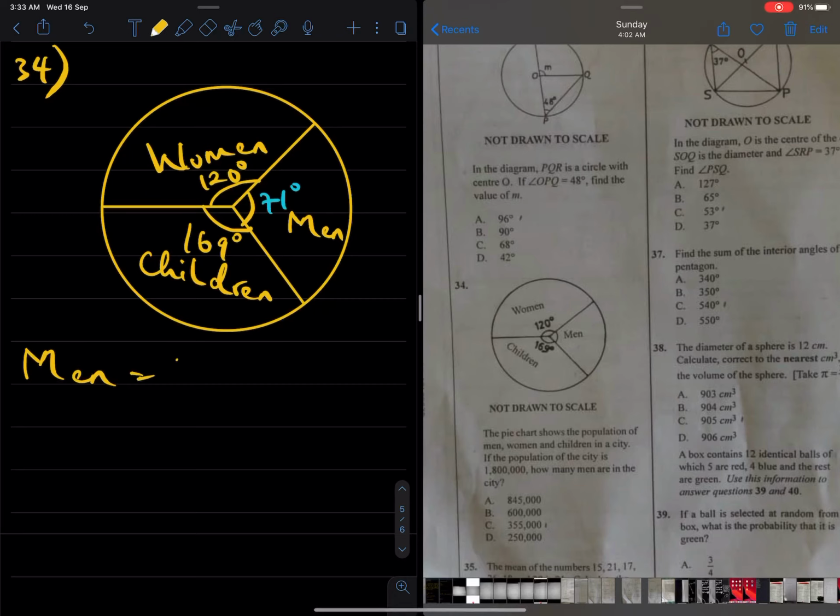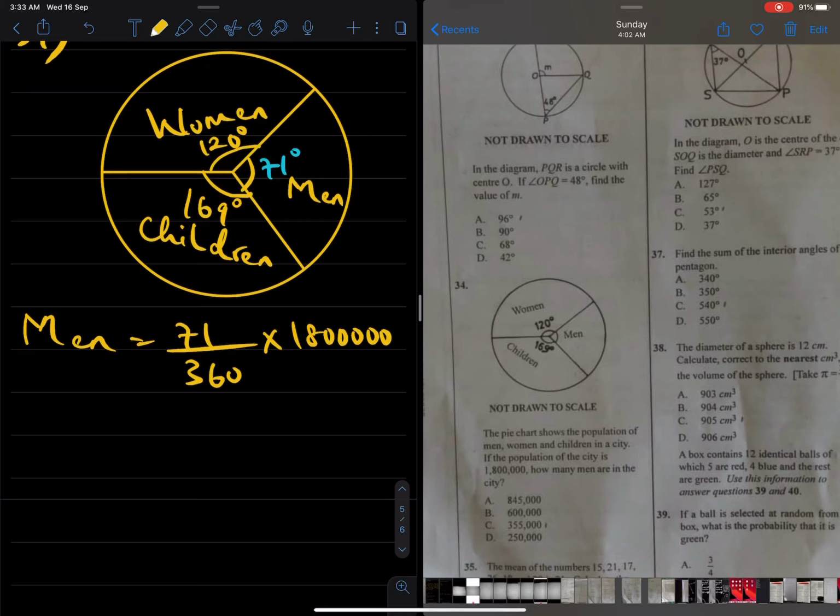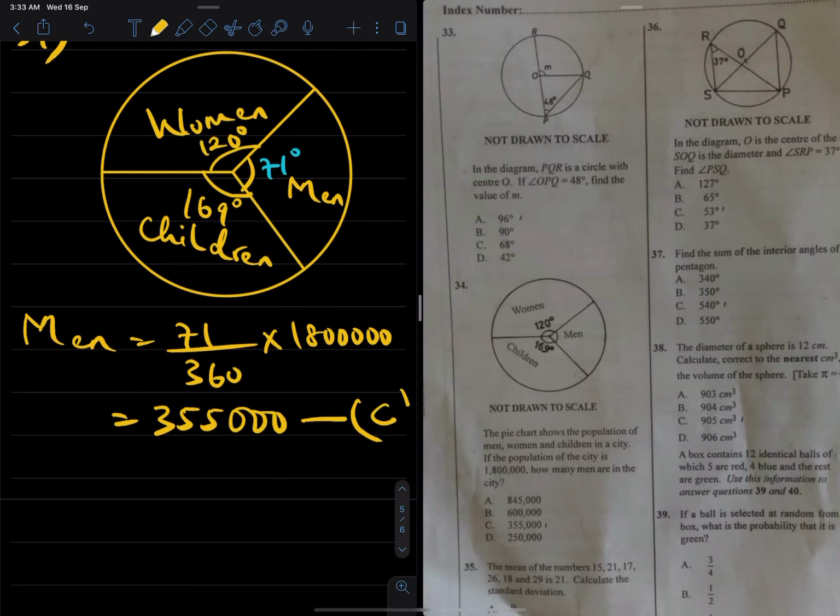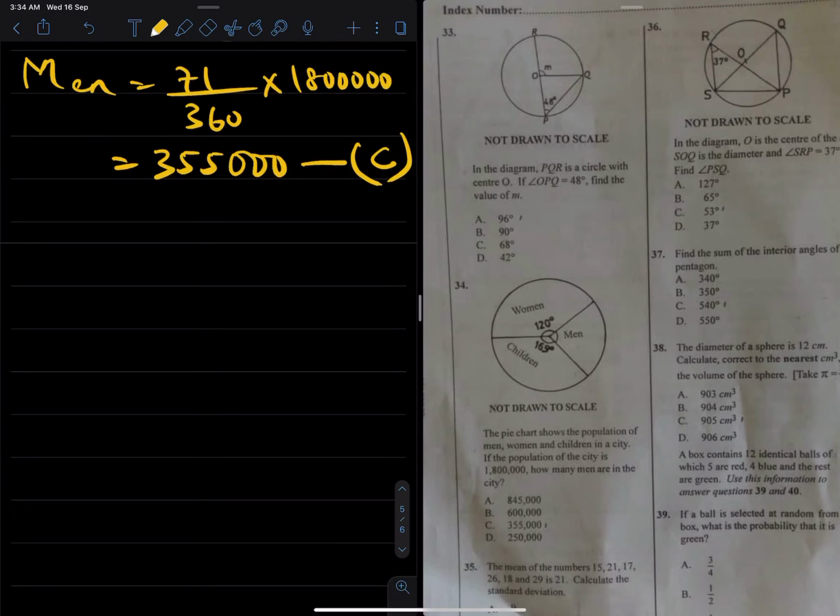Since we have found that, we can find the number of men in the city. That means men is therefore 71 over 360 times 1,800,000. Now what does that give us? That means there are 355,000 men in the city. And the correct option is C. Now to the next very quickly. 35.